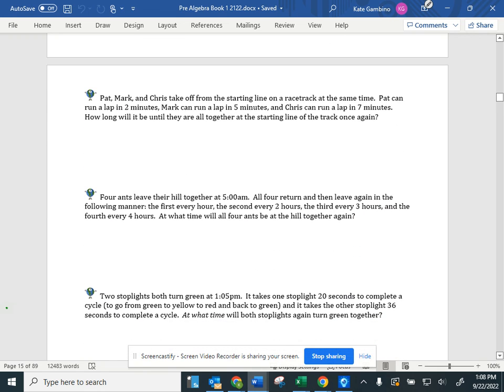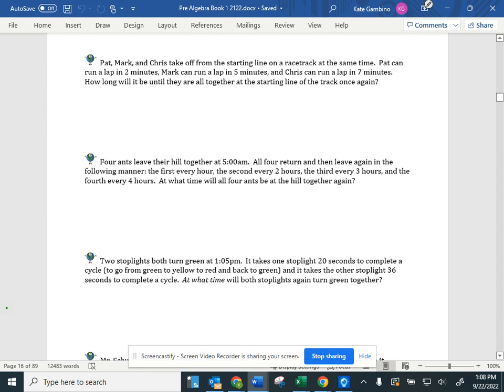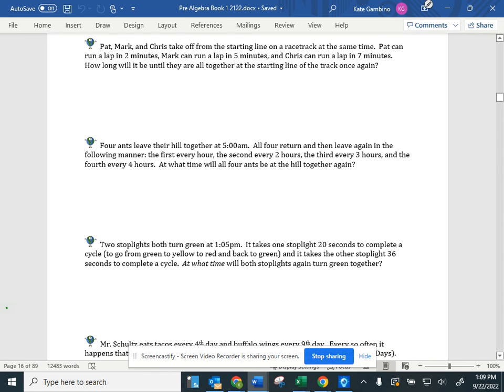All right. Second page. There are 2 pages. Word problems. Pat, Mark, and Chris take off from the starting line on a racetrack at the same time. Pat can run a lap in 2 minutes, Mark can run a lap in 5 minutes, Chris can run a lap in 7 minutes. How long will it be until they are all together at the starting line of the track once again? What are we looking for? The least common multiple. So we are doing the exact same math. They just have a whole lot of words in there.